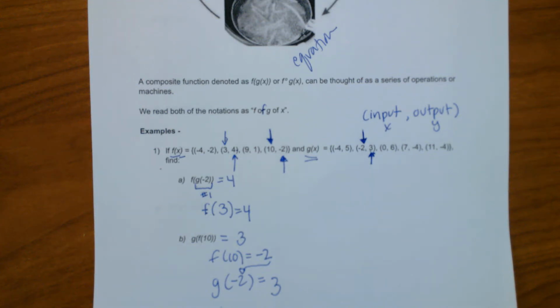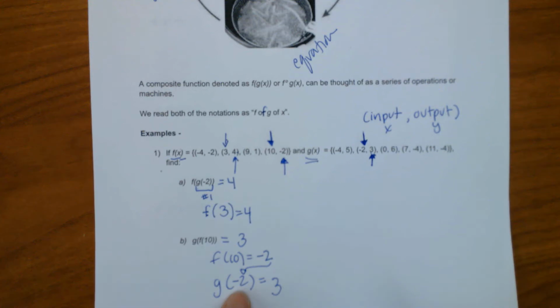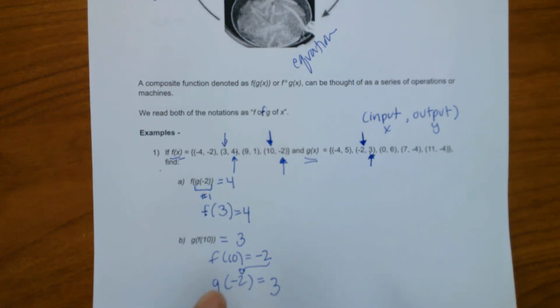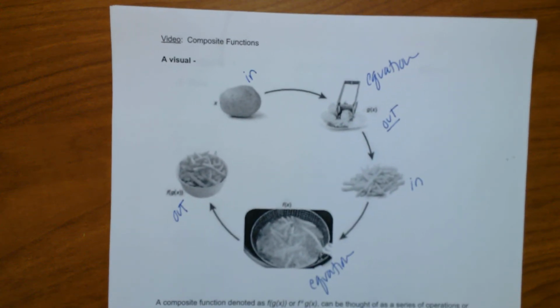So it's really, if you can understand, you put a number in, you get a number out. This output now becomes your new input in the function. Then we get our output. Okay, let's look to see what it looks like when we're dealing with equations.